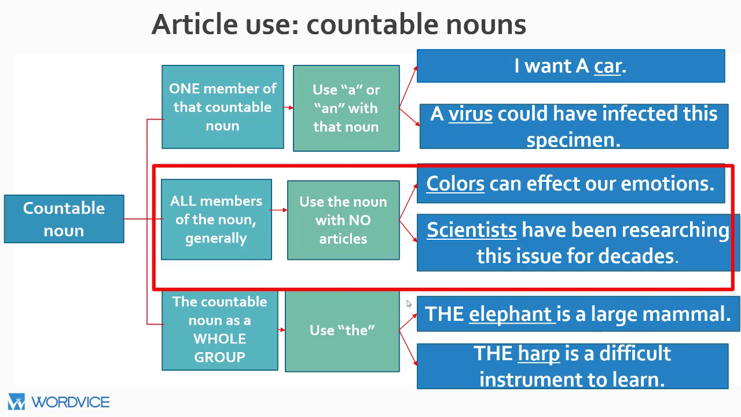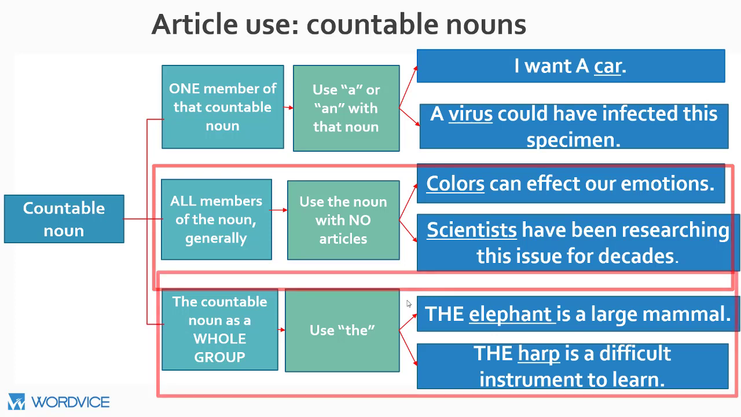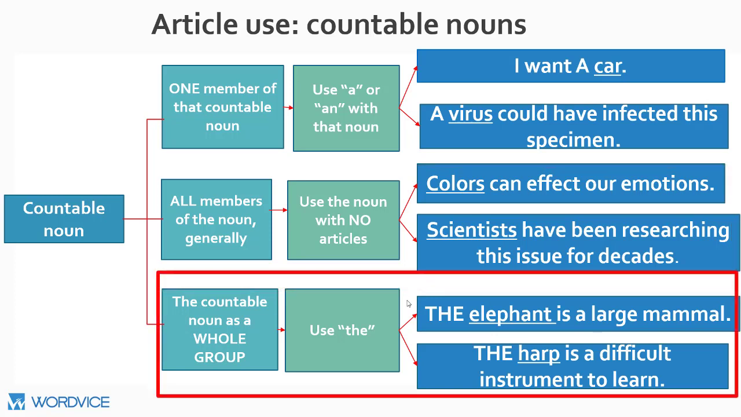For example, colors can affect our emotions, or scientists have been researching this issue for decades. We are not referencing any specific color in this text, nor are we referencing any specific scientist, so we use the plural. If the noun in question refers to a whole group, you should use the definite article or the plural. For example, the elephant is a large mammal, or the harp is a difficult instrument to learn.